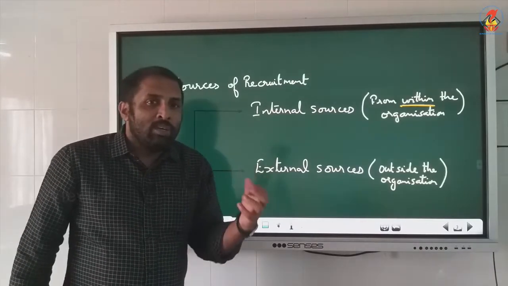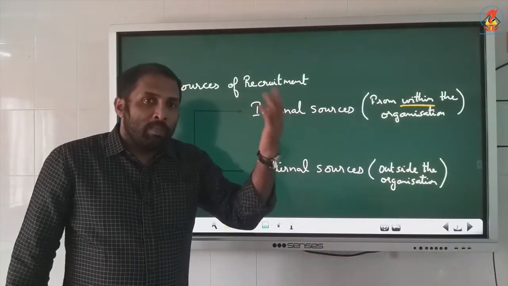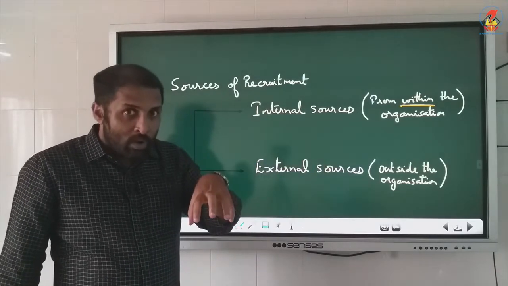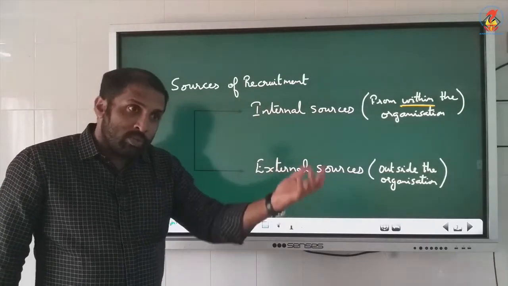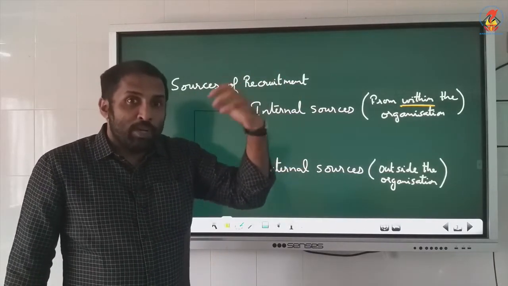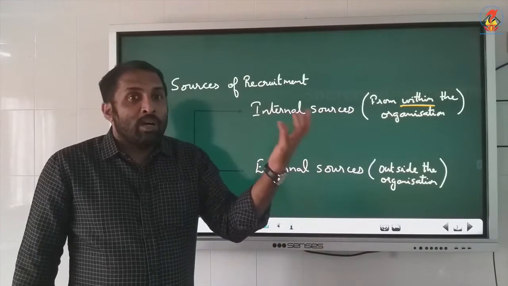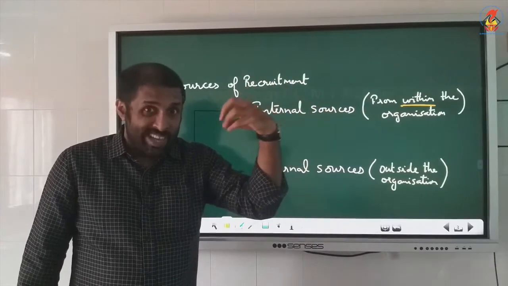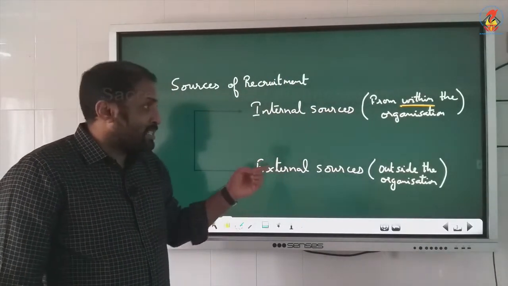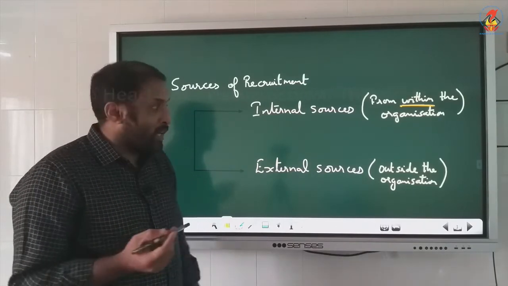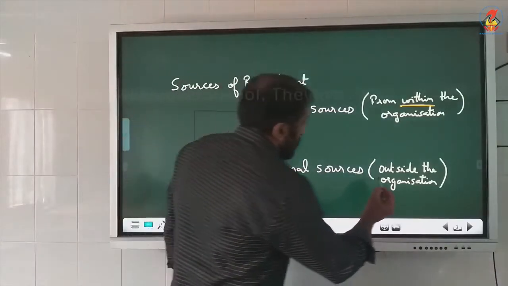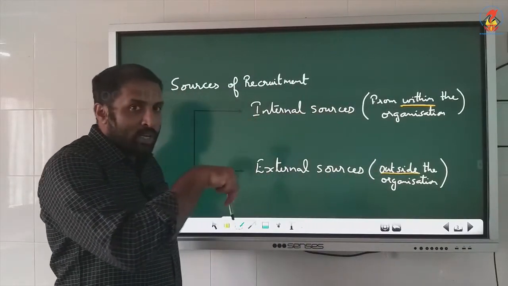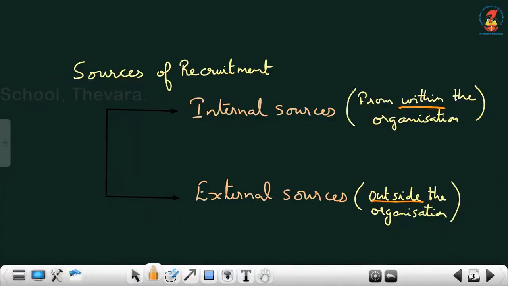Say one of the teachers from among us is being made the vice principal. That means it is from within the organization. There are certain schools where the vice principal or principal is taken from a person who was earlier working in some other school. That is an external source, outside the organization. So external source is from outside the organization, this is from inside the organization.